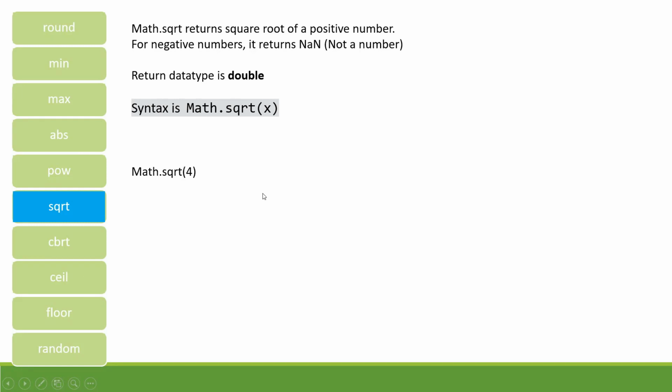So if we say math.sqrt 4, what is the square root of 4? 2 into 2. So the square root is 2, but the return data type is double, so the answer will be 2.0. Square root of 16.0 is 4.0. And then if we try to find the math.sqrt of minus 16, the output is going to be NaN, which is not a number.